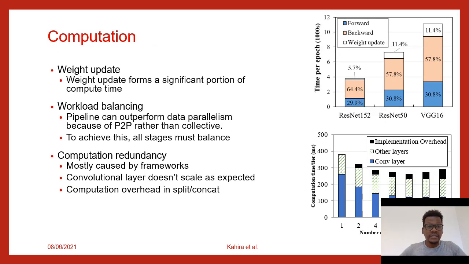On computation, there is a significant amount of time spent on weight updates, and this forms a big part of the total compute time. And also in the case of workload balancing, like I mentioned earlier, for pipeline, we have to ensure that we split the model perfectly such that all the parts take more or less the same time. And there's some computational redundancy introduced by the frameworks, and also the convolutional layers don't scale perfectly as expected.